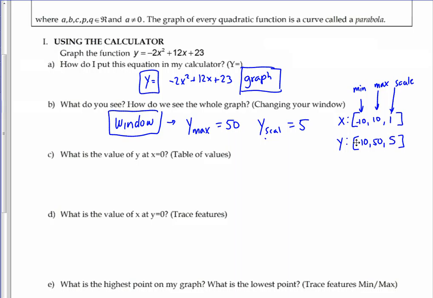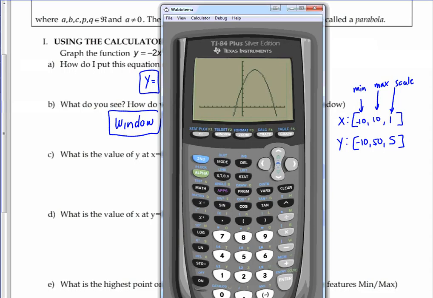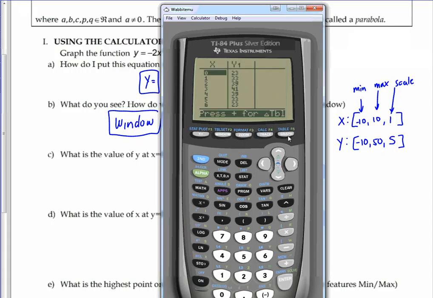Okay, what is the value of y at x equals 0? You can use your table. I feel like there's an easier way. How do we get to our table? Let's just start there. Second, then the graph button, and that will bring you to the table. When x is 0, y is 23. Going back to your graph, I feel like there's an easier way.